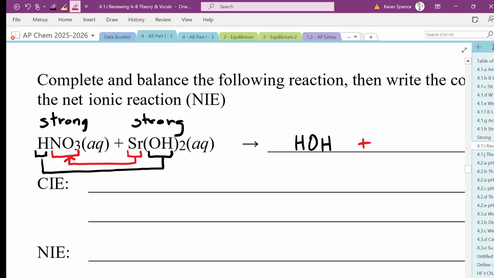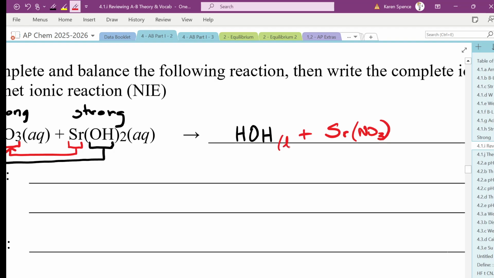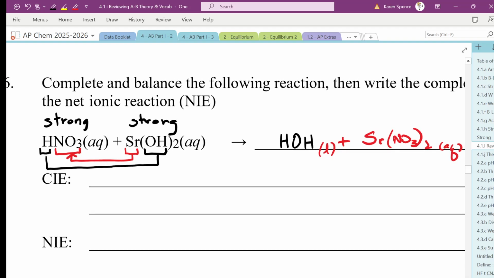Plus, who is our other product? Strontium nitrate. How many nitrates? 2. NO3. And let's stick our states on there. We have a liquid and aqueous. Well, yeah, we haven't balanced it yet. Okay. So then our question becomes, is it balanced?